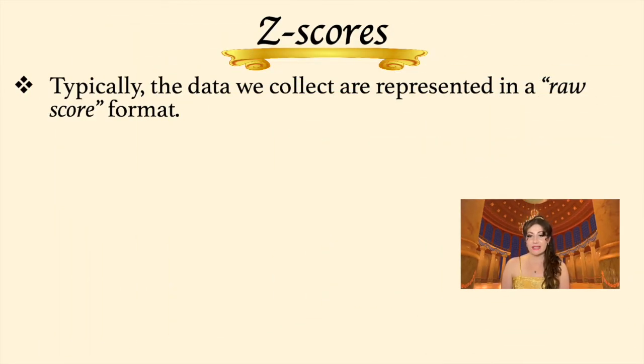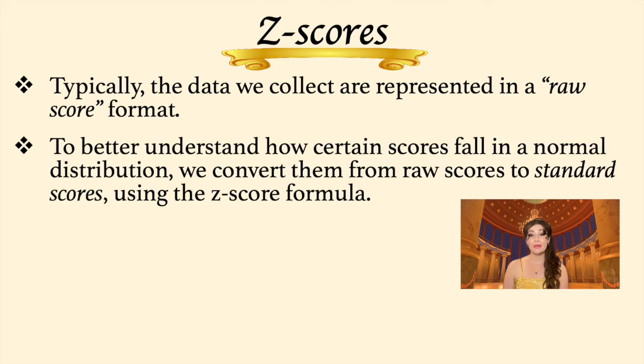Typically, the data we collect are represented in a raw score format. To better understand how certain scores fall in a normal distribution, we convert them from raw scores to standard scores using the z-score formula. This is what the z-score formula looks like.